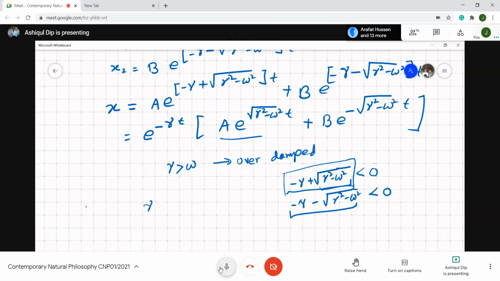I want to write this. Gamma is less than omega. So in that case, this gamma square minus omega square will be less than 0, right? But omega square minus gamma square would be greater than 0, obviously. So we can factor out one minus sign from here in that case.